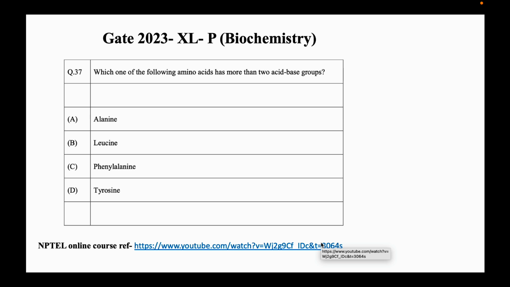Hello everyone, this is GATE 2023 Life Science, Section P Biochemistry, question number 37. Which one of the following amino acids has more than 2 acid-base groups? Option A is alanine, option B leucine, C phenylalanine, D tyrosine.